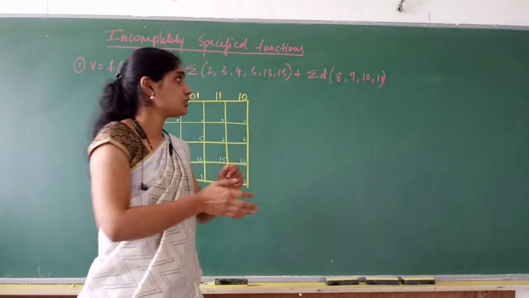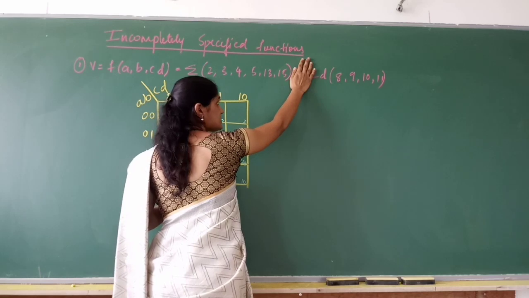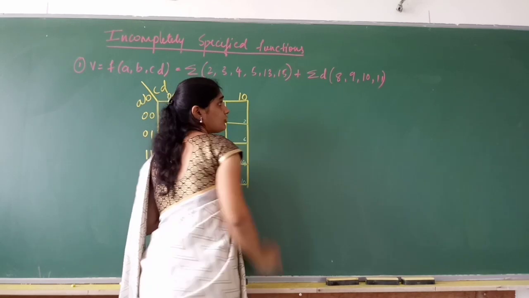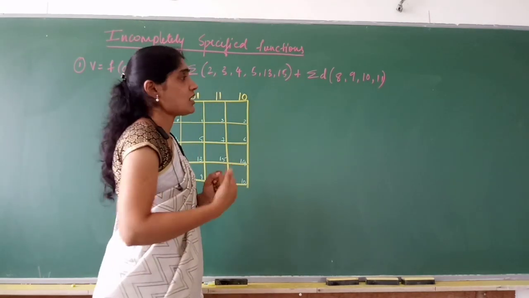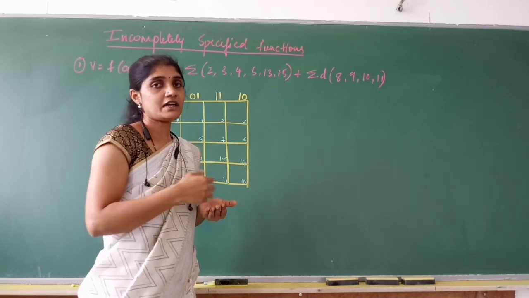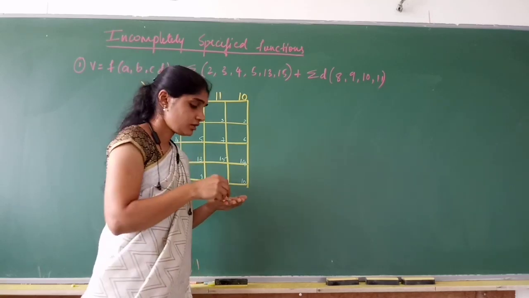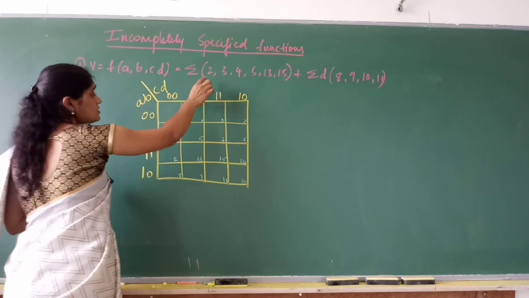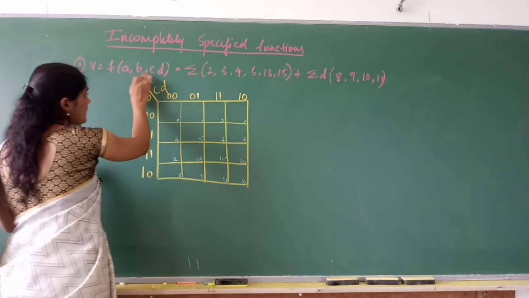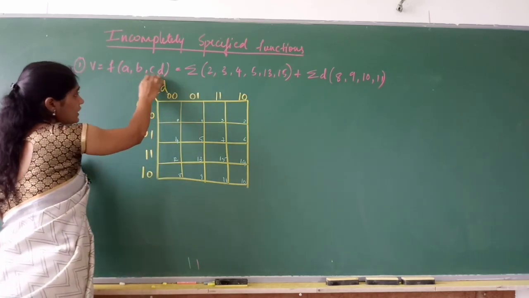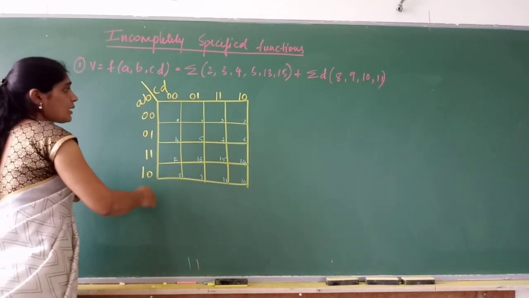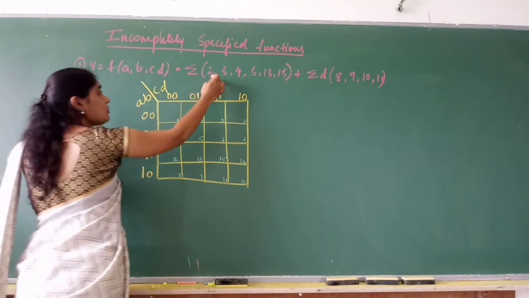So when you have the equation like this, you can simplify, you have learned. If you have don't care in the equation, let us see how to solve the equation. Let us see how to get the simplified equation. Okay. So now, as usual, how many variable K-map? We have 4 variables. So I will be writing 4 variable K-map. I have already written.